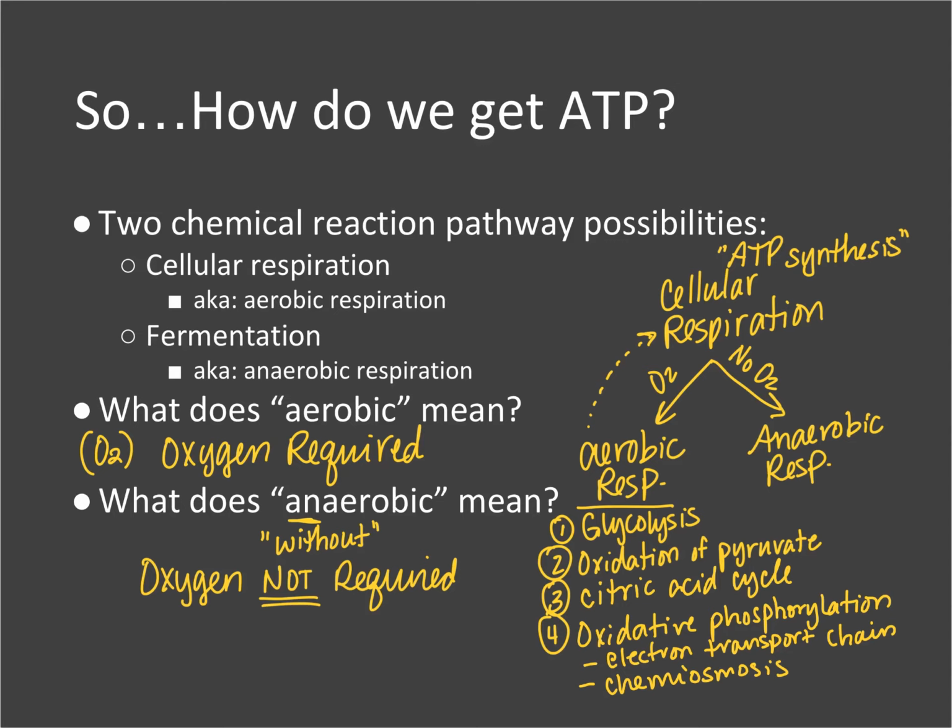Now, anaerobic respiration has a different set of chemical reactions. The first one is actually still glycolysis. So glycolysis is actually step one of both pathways. But for anaerobic respiration, the second set of reactions is known as fermentation. And then that's it for anaerobic respiration. And we're going to go over all of these in more detail on the following slides.